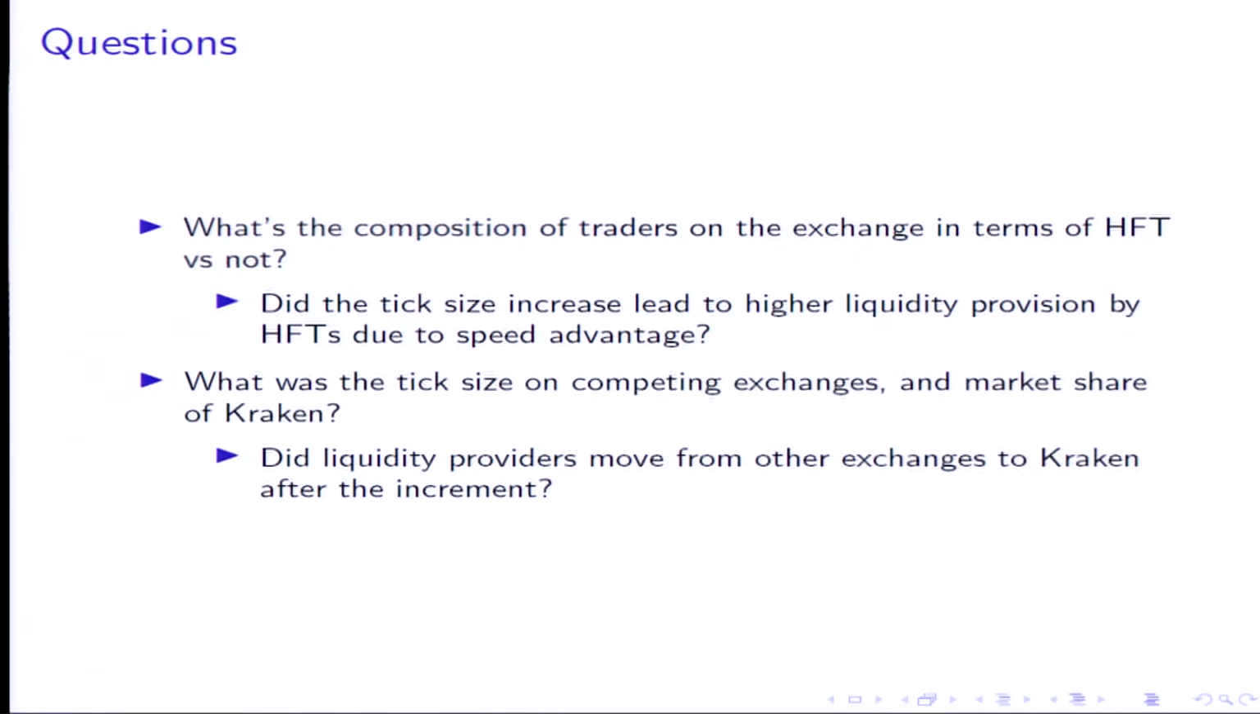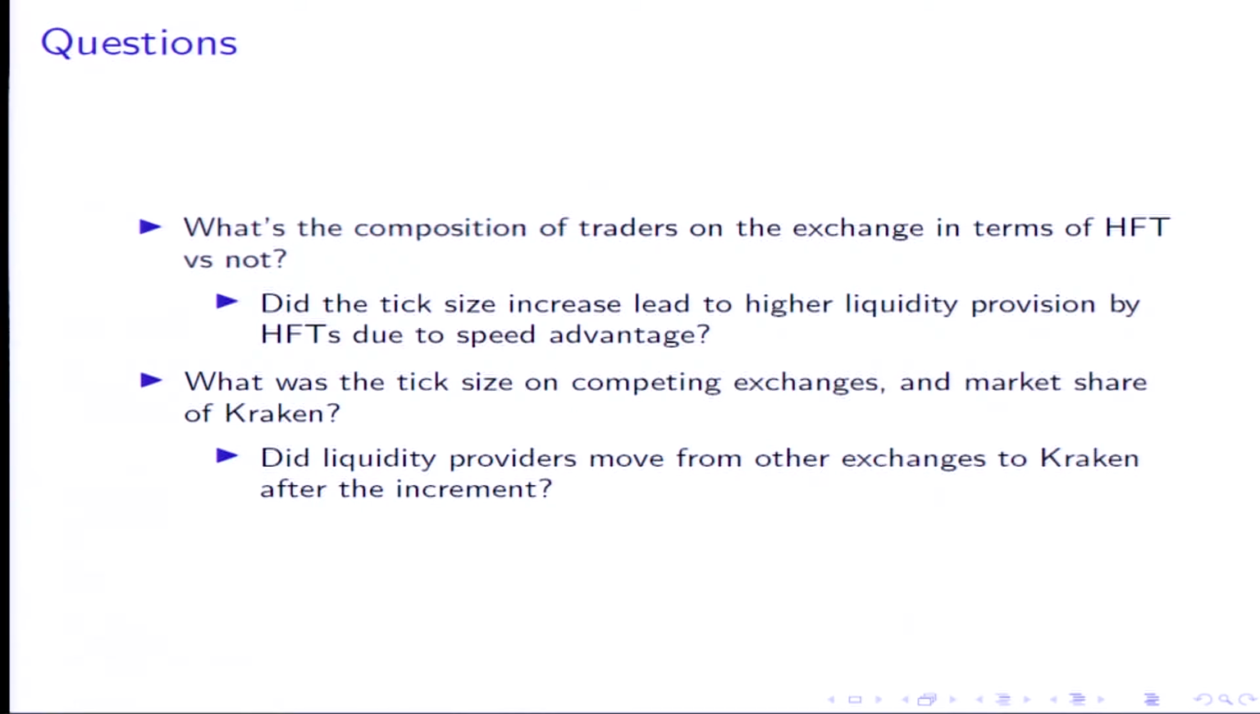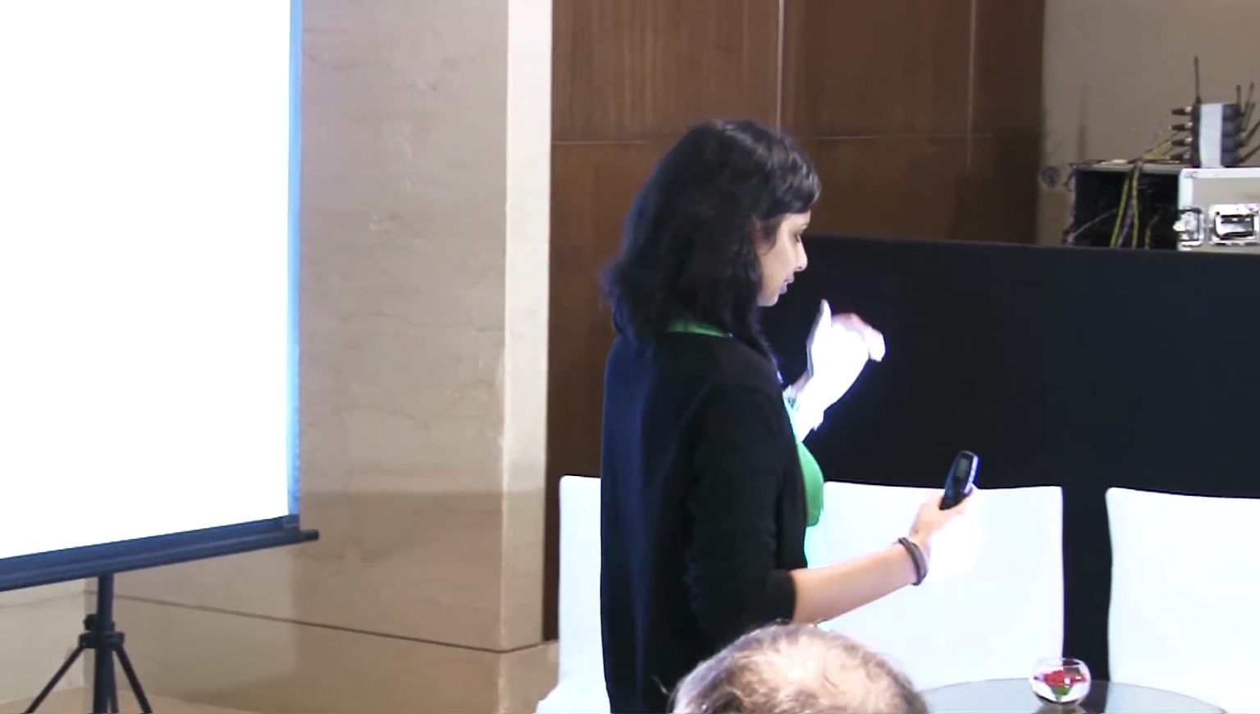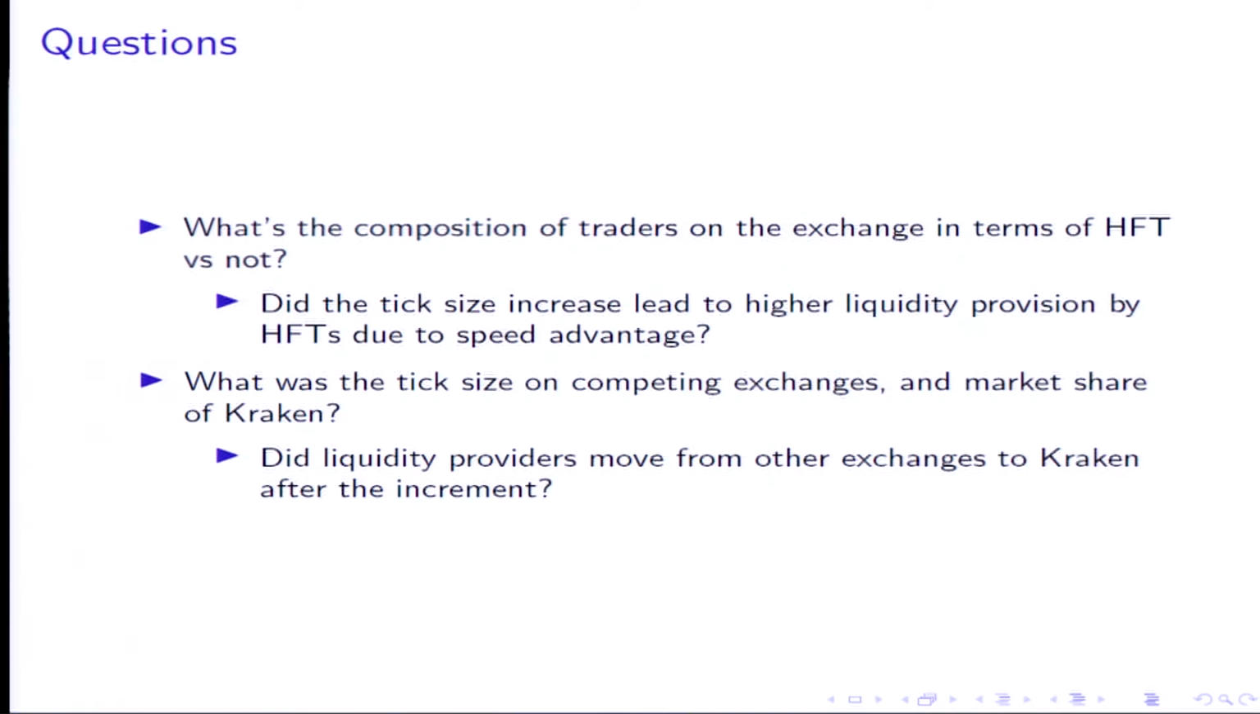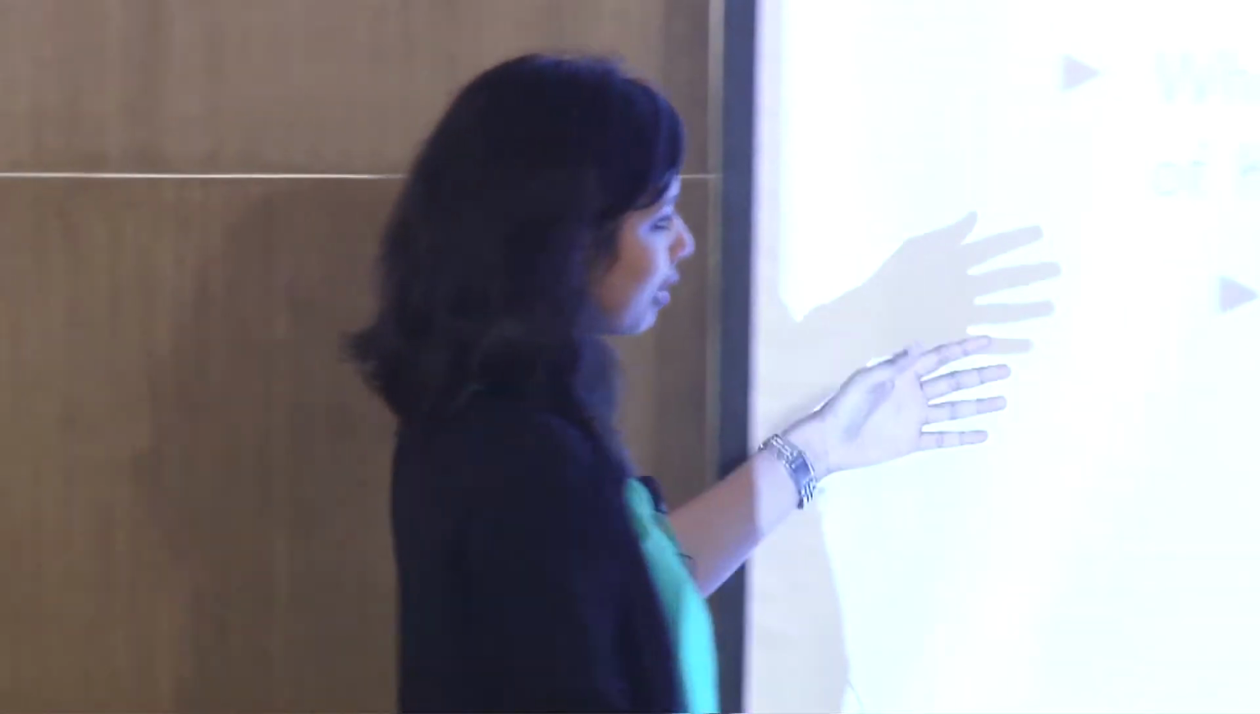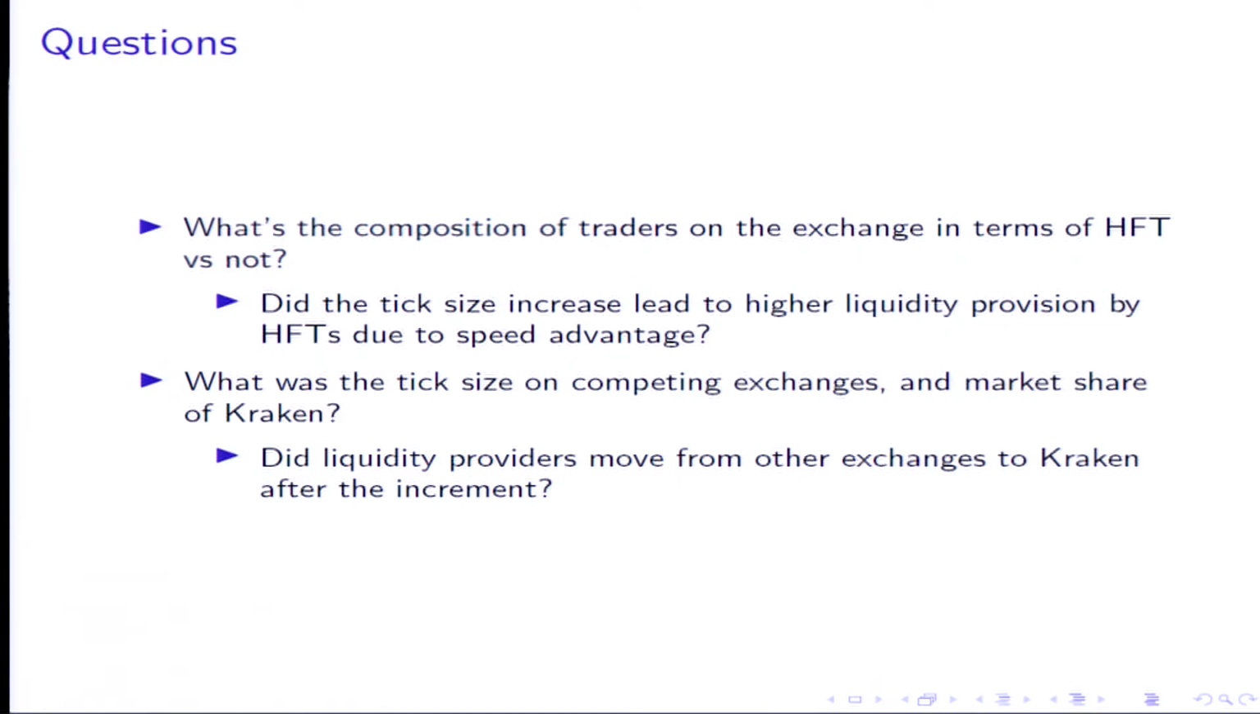The second question is, what was the tick size on competing exchanges? This is a major element that I find missing in the paper. You do say that after the increment, tick sizes are now in consonance with 2 other exchanges, but there are several exchanges that are trading this currency. And I think that would really help in order to understand where this exchange stands and what the market share of this exchange is. And that's also important because I want to understand whether liquidity providers from other exchanges started coming to this market after the increment. So that's another point that comes to mind.